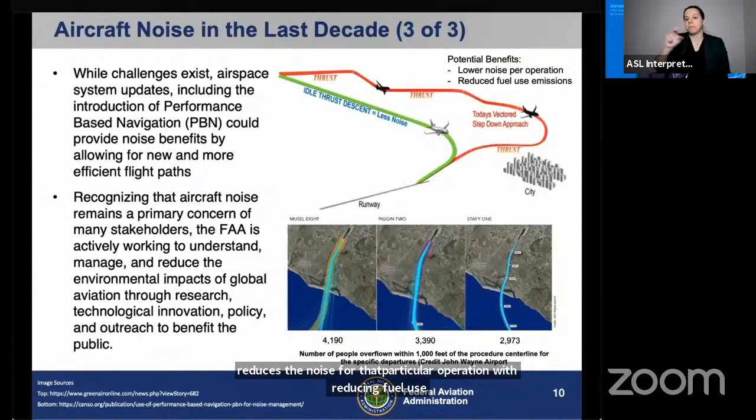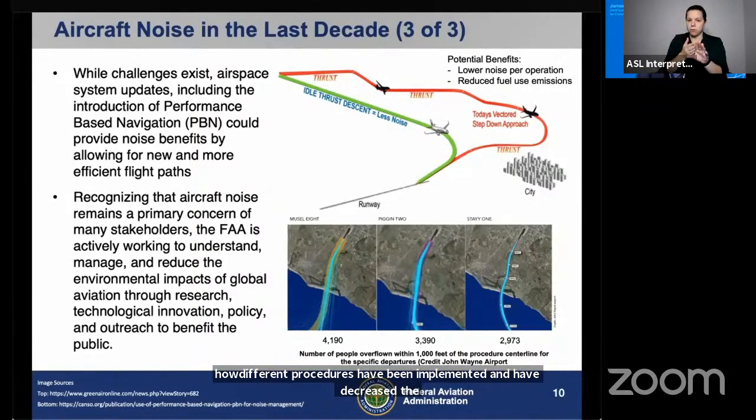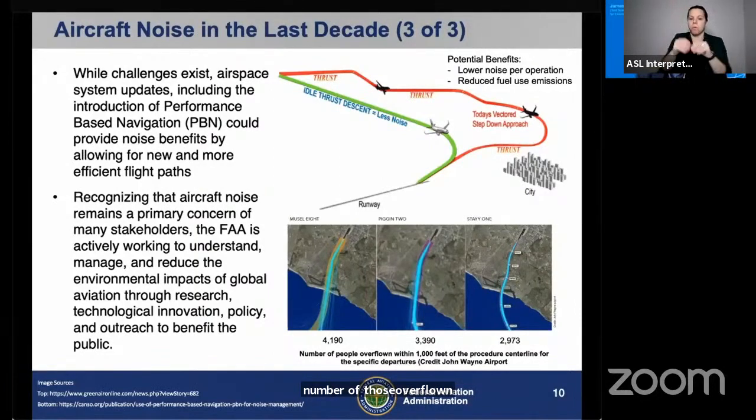However, it's going to potentially have the aircraft on a more narrow corridor. And in some instances, that's very beneficial. So in the lower right hand is data from John Wayne Airport showing how different procedures have been implemented and have decreased the number of people that are overflown by aircraft because the departure flights can more closely follow a waterway that's very close to the airport. There are challenges and opportunities in this space.